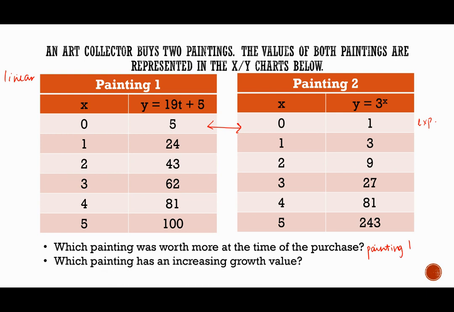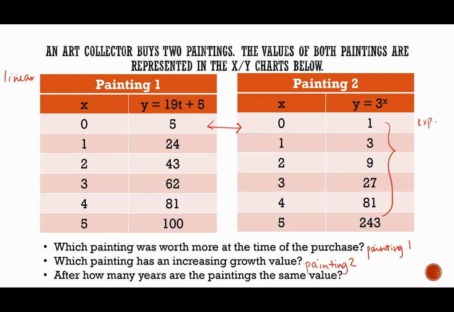Which painting has an increasing growth value? If you'll notice on painting 2, since it's exponential, it is growing faster and faster. That's kind of an important characteristic of exponential functions. So painting 2. Which painting, after how many years, are the paintings the same value? So when do they have, and remember my y value is how much they're worth.